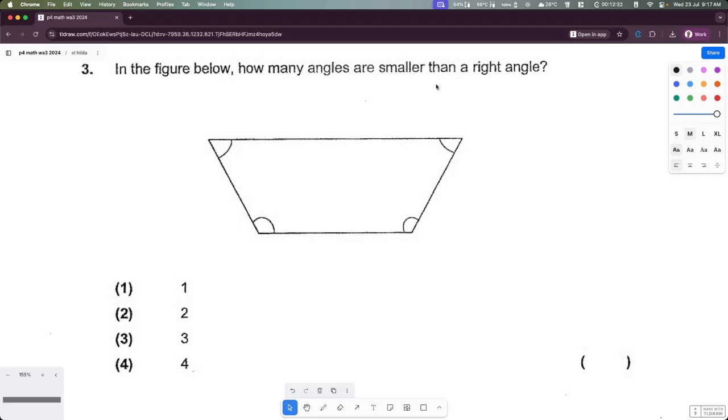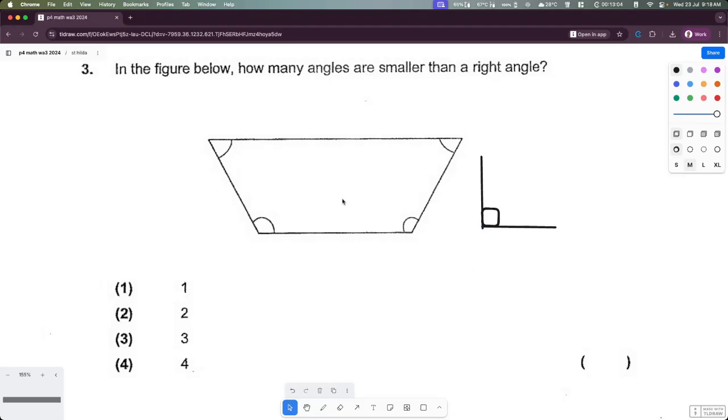Question 3. Okay, in the figure below, how many angles are smaller than the right angle? So we have, I think this is what we call a trapezium, right? So how many angles are smaller than a right angle? So the right angle essentially looks something like this. Okay, so you have a right angle. Okay, most of the time you also put in a square to indicate this is a right angle. Right. So how do you know it is smaller than a right angle?